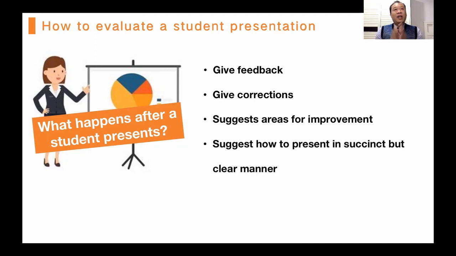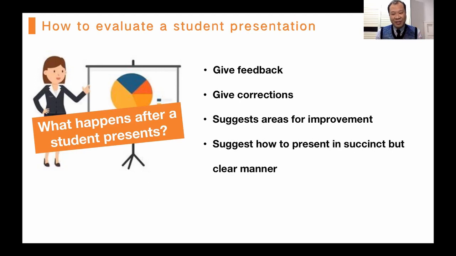Since we're talking about the timeliness of their presentation, you might want to suggest how to present in a very succinct but clear manner. You're not going to tell the student something like, okay, next time, make your speech just within 2 or 3 minutes. You might want to tell how to do it. I noticed that you have been repeating this idea, I think 3 or 4 times, and you might want to get rid of those. You have already said that at the beginning, and then you just have to move on.